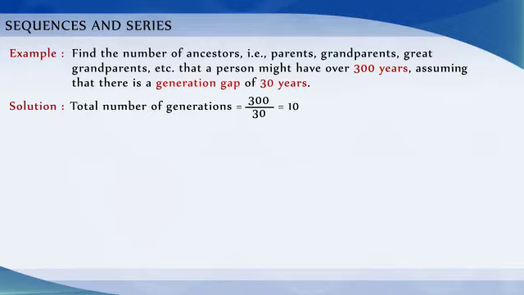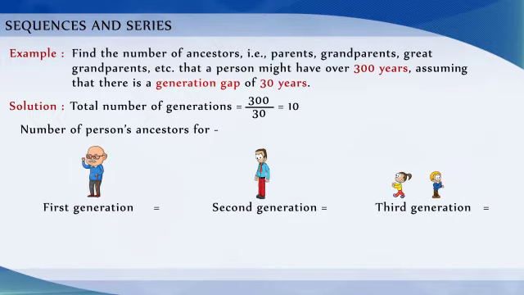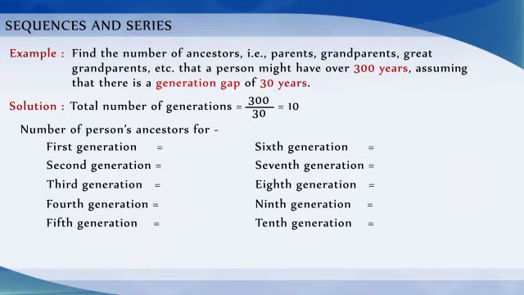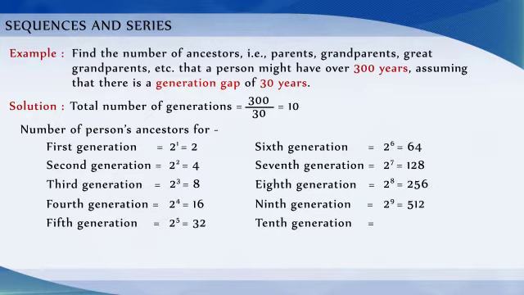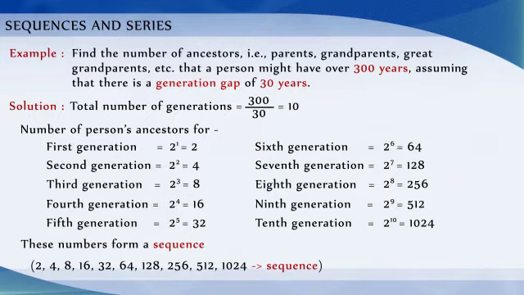Hence, the total number of generations is equal to 300 by 30, which is 10. The number of a person's ancestors for the first, second, third, etc. up to 10th generations are 2, 2 power 2, 2 power 3, 2 power 4, etc. up to 2 power 10. These numbers form a sequence.